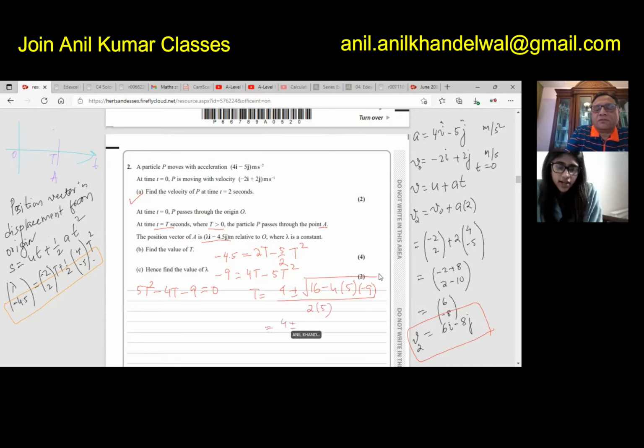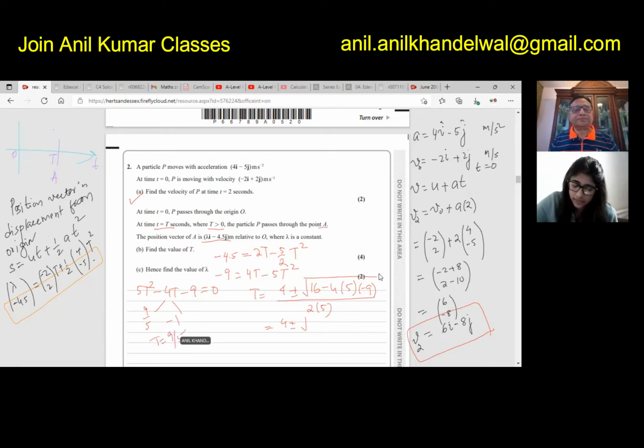So I got 2 values. One was 9 over 5. You already calculated, so 9 over 5, just to save you time. And minus 1, but you can't have negative time. So t equals 9 over 5. Does it make sense to you? So we found the value of t using the j component.